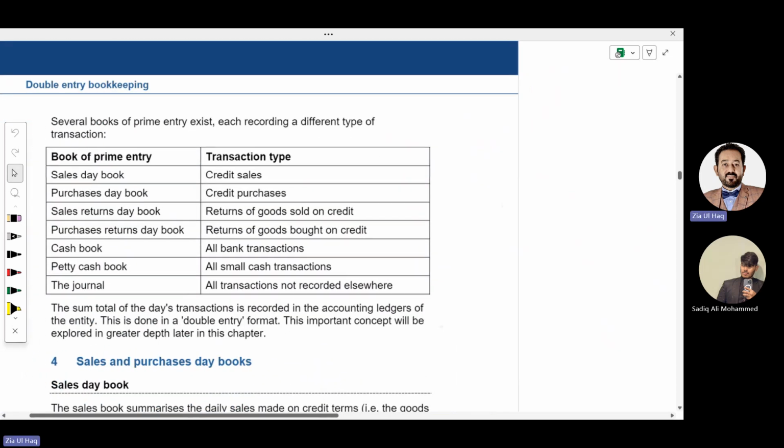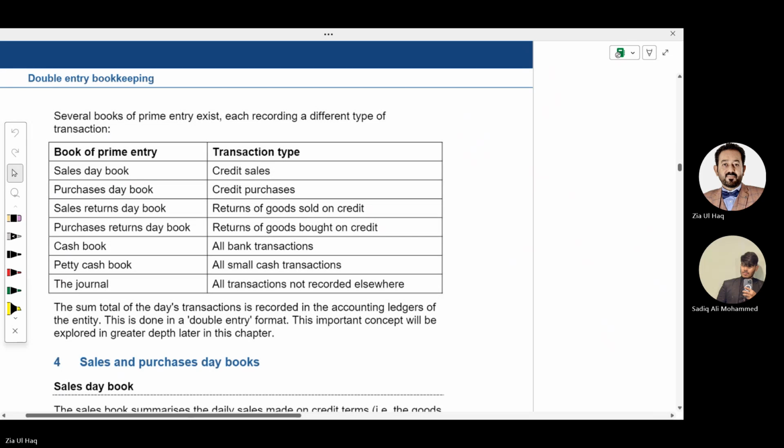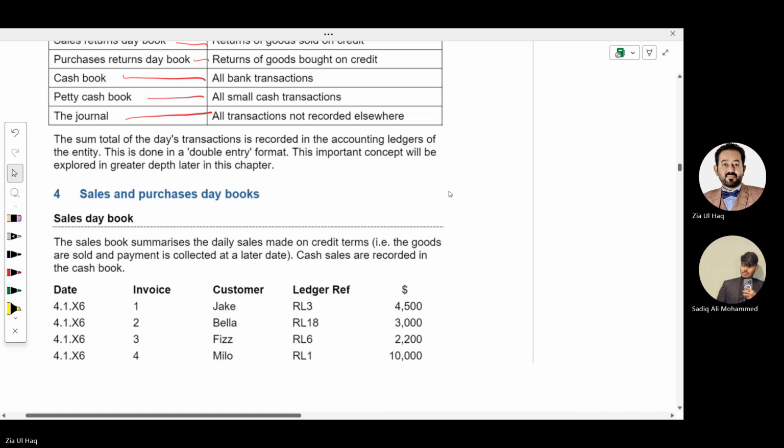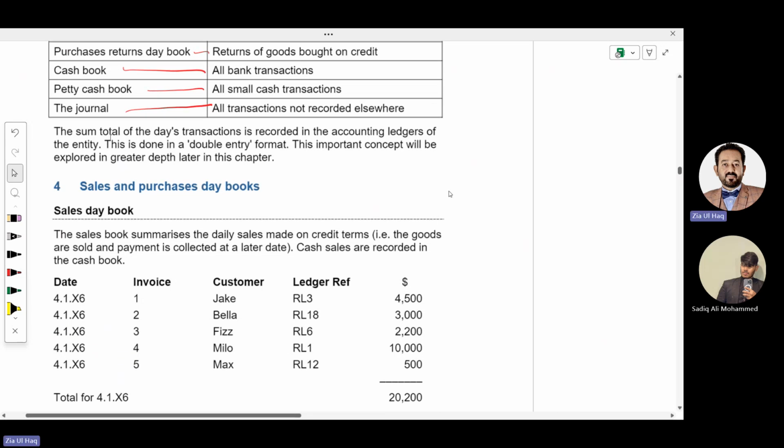So these are 7 books of prime entries. Sale day book for recording credit sales, purchase day book for recording credit purchases, sale return for return of goods sold on credit, purchase return for return of goods purchased. The sale day book would be like this.